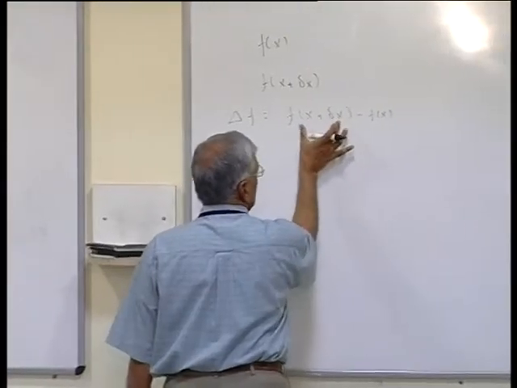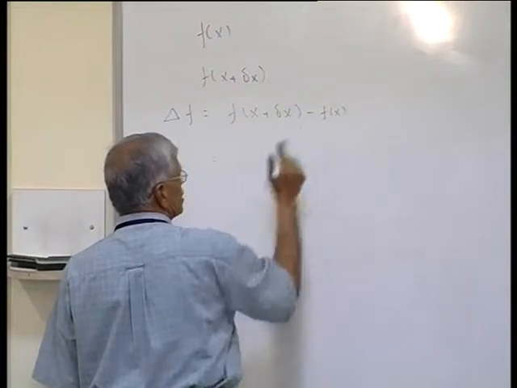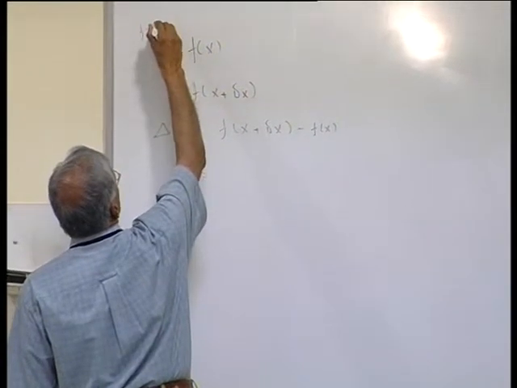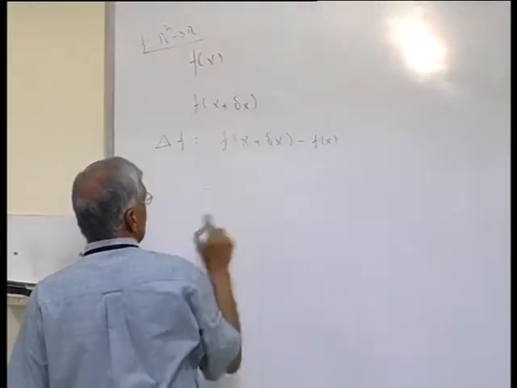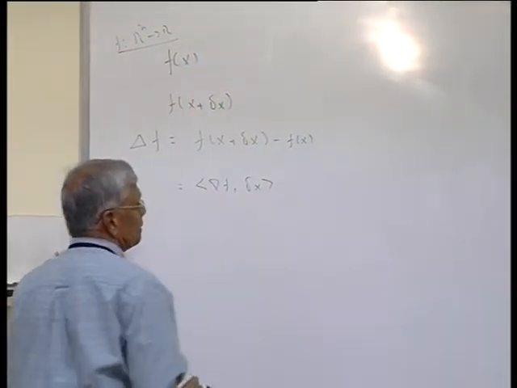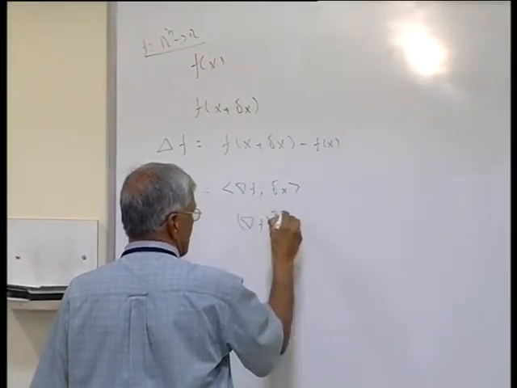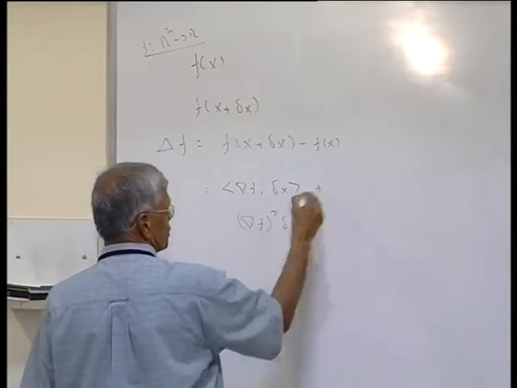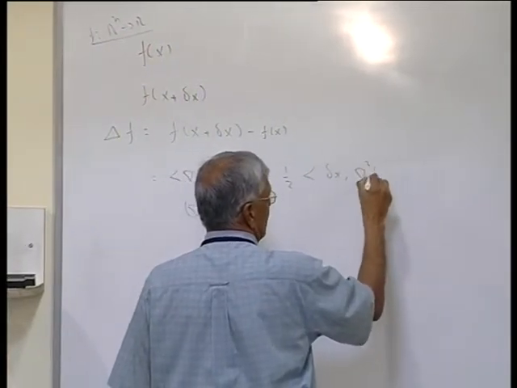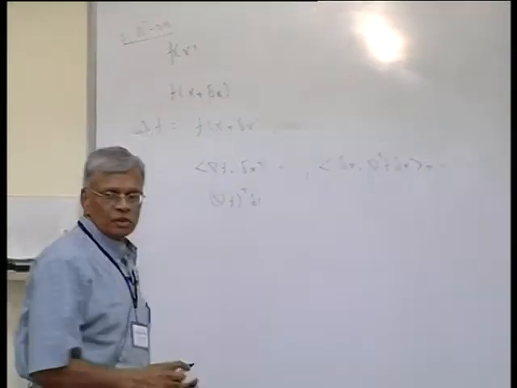Now I'm going to express this in the form of a Taylor series. The first term will be f of x, so that will cancel with this. So what will be the first term in here? Now let me assume my f is a function from R^n to R. So the first term will be the inner product of del f del x and delta x, which sometimes we write as del f transpose delta x. That's the first term. The second one is 1/2 of delta x transpose del squared f delta x, in quadratic form, plus and so forth.